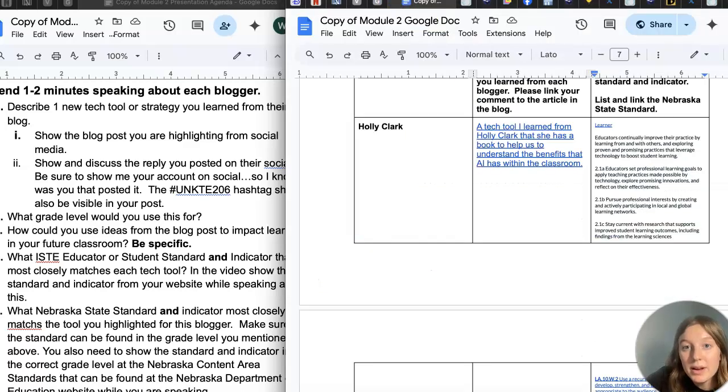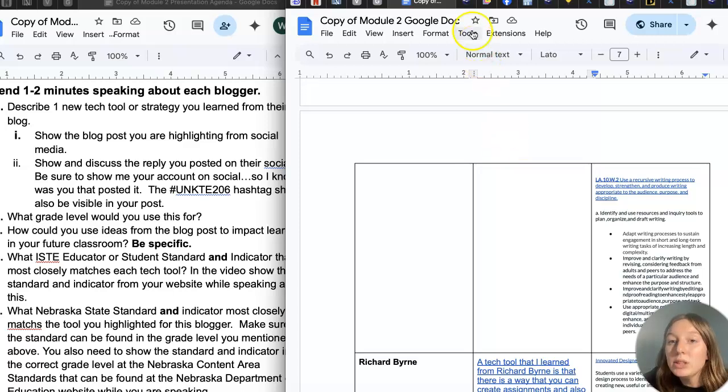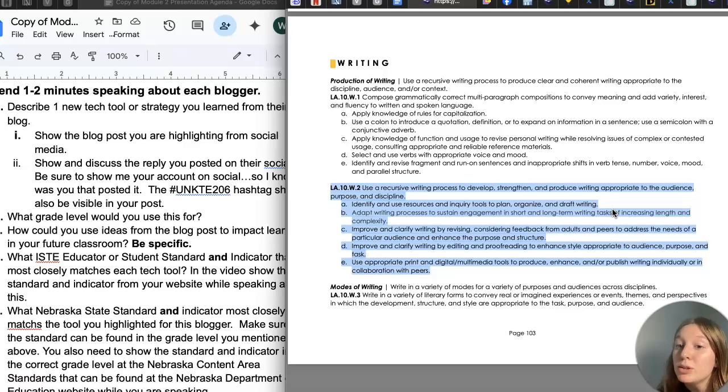And then the standard I found was for 10th grade, and I used it in language arts. I use a recursive writing process to develop, strengthen, and produce writing appropriate to the audience, purpose, and discipline. And I think that it could be used for this because using AI in writing really helps benefit to give you more ideas and thought processes.